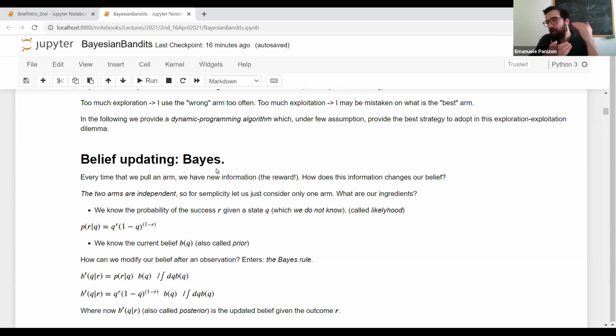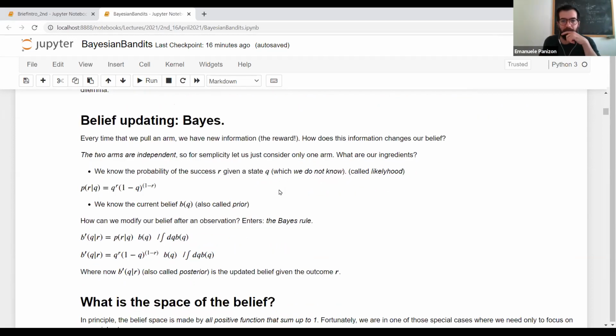So clearly, when I have new information, I should change my belief, but how exactly to do that is not extremely simple, because it has to be done in a proper mathematical sense. So let's deal now with one case. Since we said that two arms are completely independent, now we consider just one arm, and we consider only the case of a Bernoulli distribution.